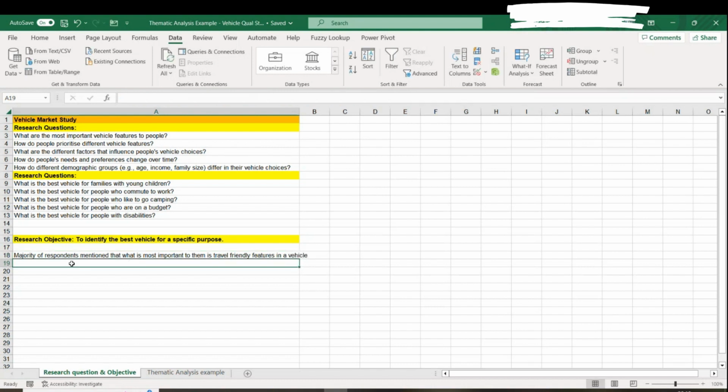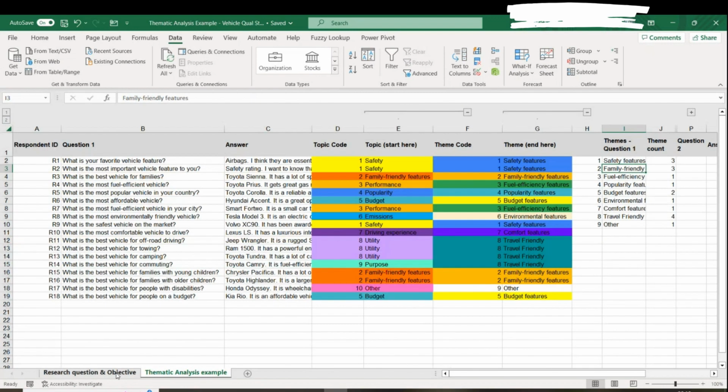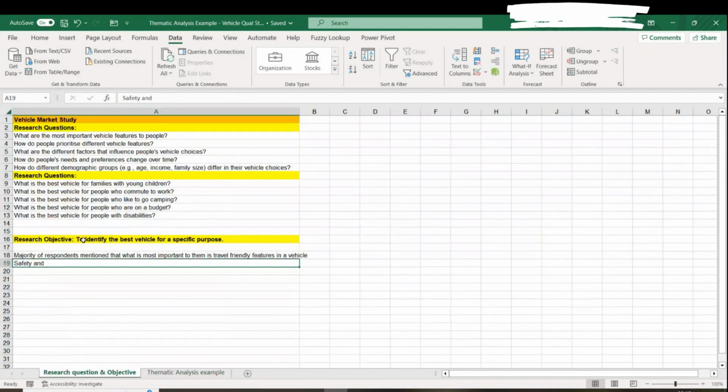Then you could also say safety, and what else was said? And family friendly features was also mentioned as some of the most important vehicle features.